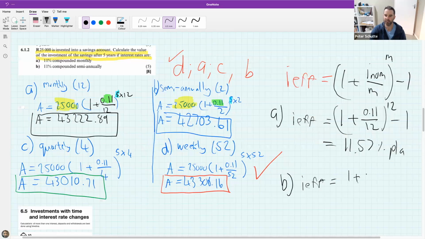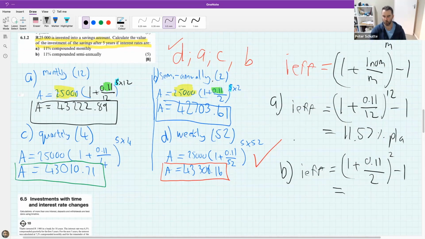Now, if I want to do this for B, I do the same thing, except in B, I wasn't compounding monthly, I was compounding semi-annually. So I divide by 2, and then I raise this to the power of 2, and I take away 1. So what do I get for the effective rate for B? What do I get for the effective rate for B?